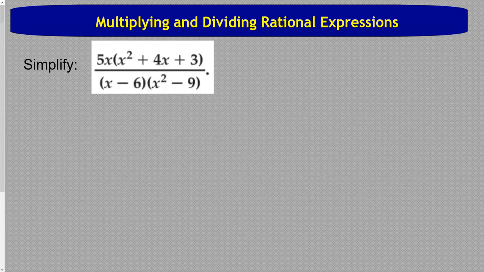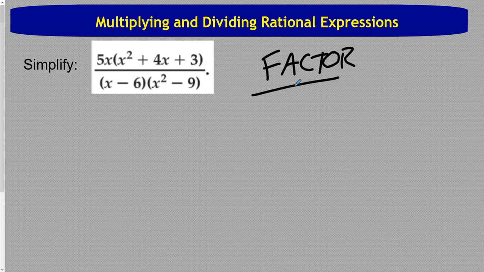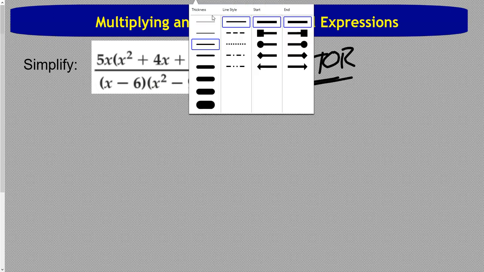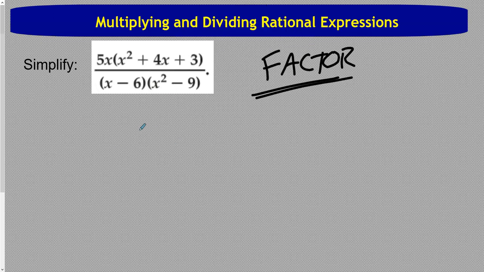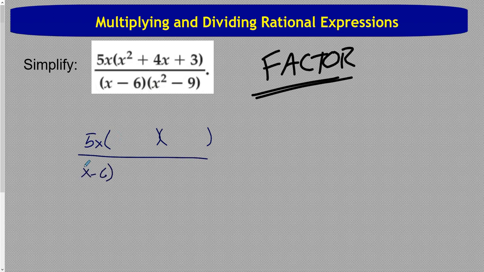For example, here's a rational expression. We have 5x times x squared plus 4x plus 3 all over x minus 6 times x squared minus 9. The first step always is going to be to factor. We need everything in factored form so that we can see what the greatest common factor of the top and bottom will be. So the top, we're going to have the 5x. I'm going to factor that trinomial into two binomials, or at least I'm going to try. And the bottom is the same thing. X squared minus 9, hopefully you'll recognize that's a difference of squares, so we're going to factor that also.